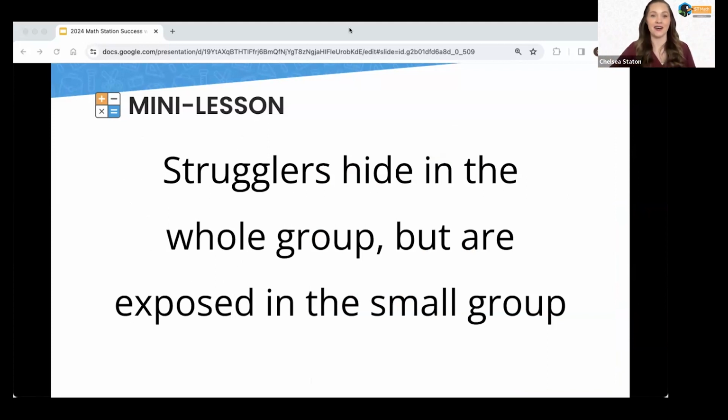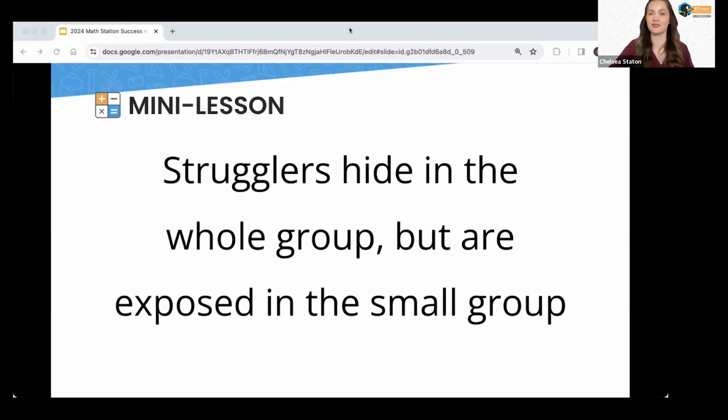That was part of the reason I didn't ever do a mini lesson, because I just felt like so many of my kids were not getting it in the whole group. And I knew in the small groups I could capture their attention and make sure that they were with me and understanding. And so that's where we're going to find and fill those gaps.